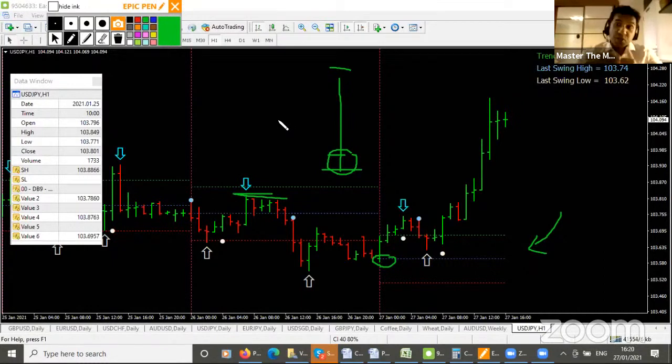So we will start to slowly feed in this information to you so that you all can piece it together and also use it in your own trading as well.